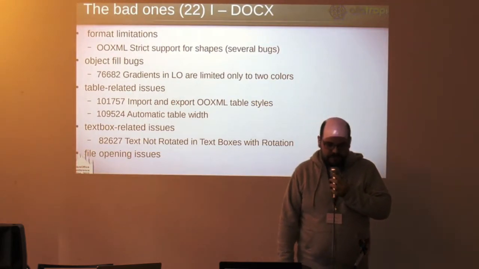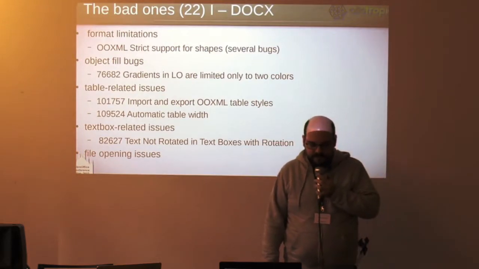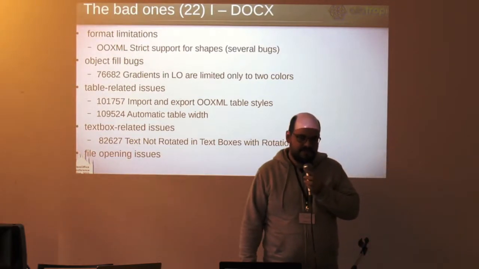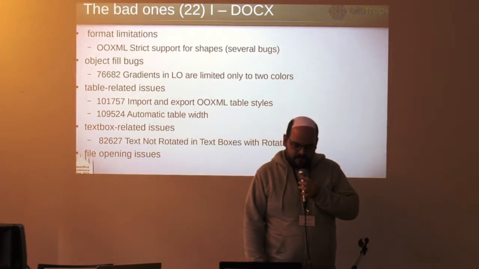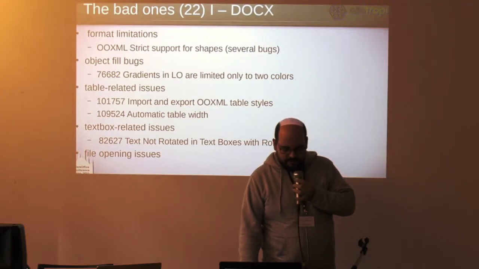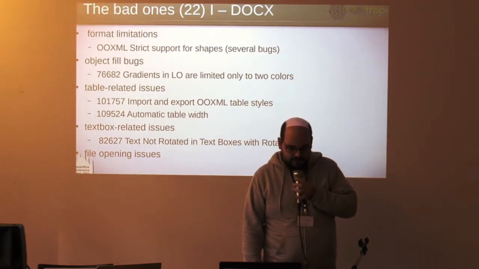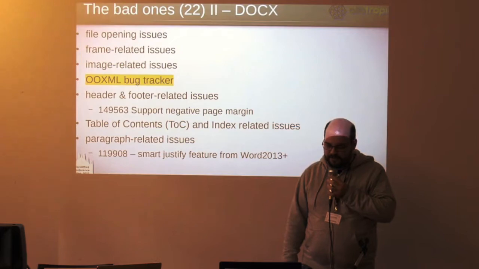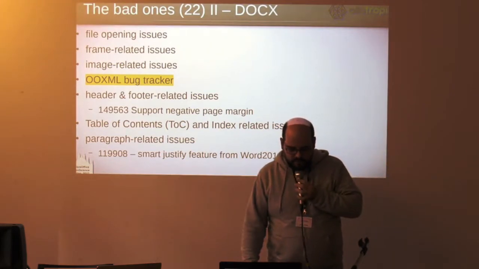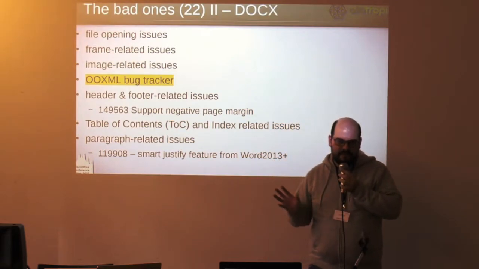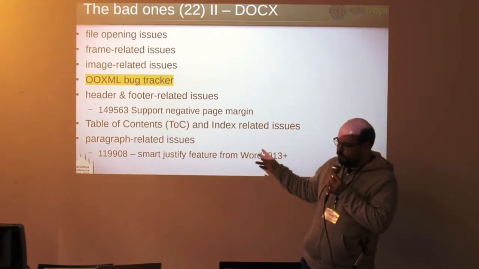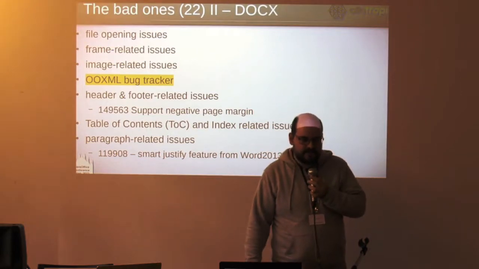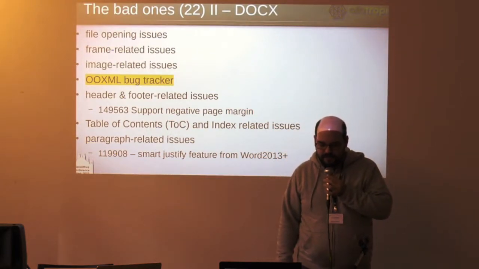Text boxes issue, which is kind of hurtful, and even the aggressive competition is attacking LibreOffice with that feature. So it would be very decent to fix it for the foreseeable future. We have more bad categories. And the generic OXML bug tracker, for which the initial slide's 700 figure was shown, is also in this category. It should really see a lot more love.